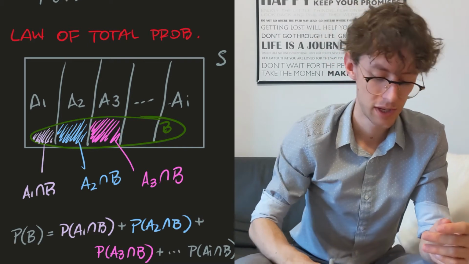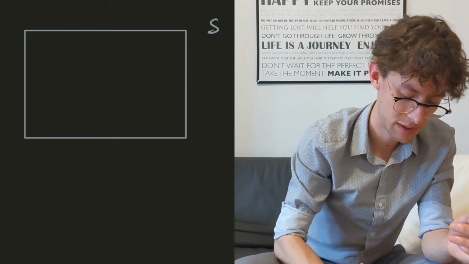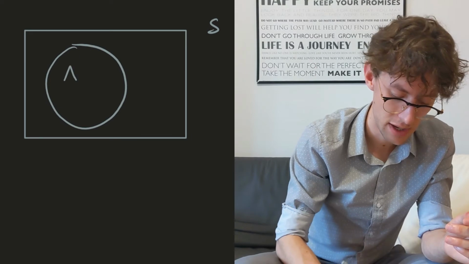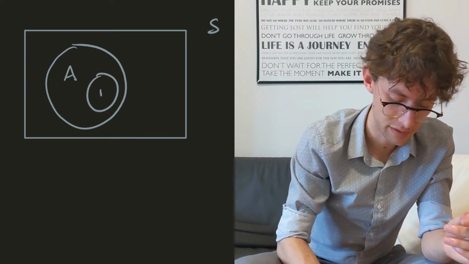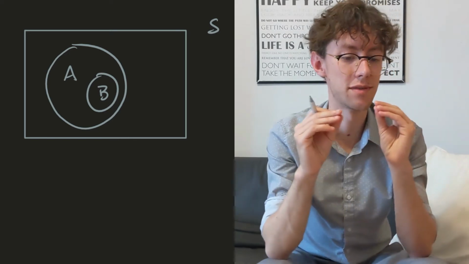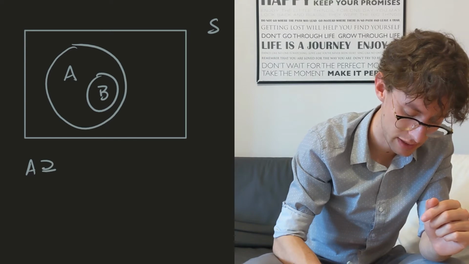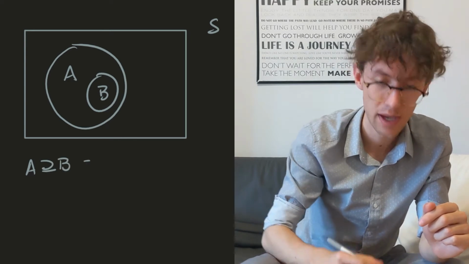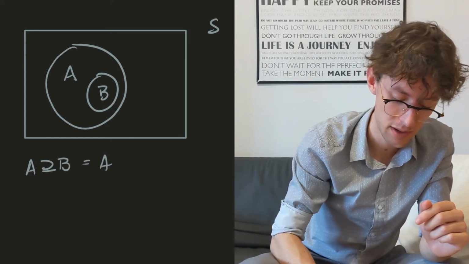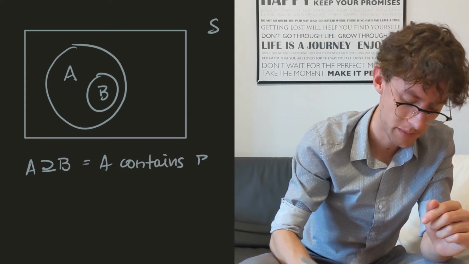Now let's consider the following Venn diagram. If I have the sample space S, inside of my sample space I have A, and inside of A I have B. So B is a subset of the event A. This we would write A contains B. This is how we write it in mathematical language. A contains B.